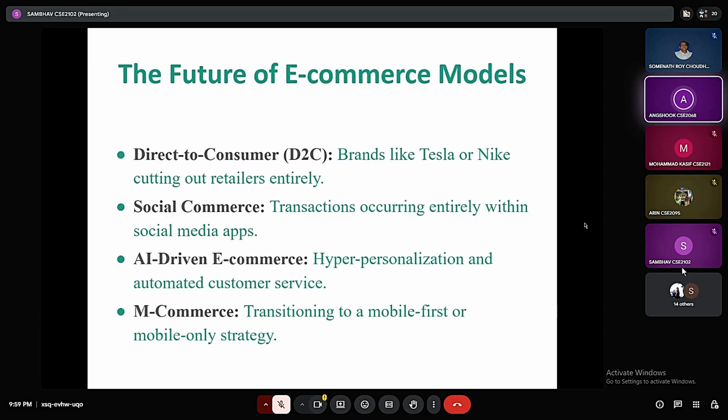Thank you, Kasif. Sir, I would like to present to you the future of e-commerce models. So, if you look at where e-commerce is headed, the biggest shift is actually control. It's moving closer to the consumer.